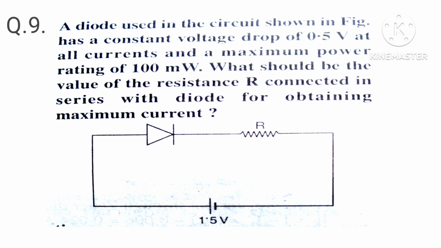Next, question number 9. A diode used in the circuit shown in figure has a constant voltage drop of 0.5 volt at all currents and a maximum power rating of 100 milliwatt. What should be the value of the resistance R connected in series with diode for obtaining maximum current?